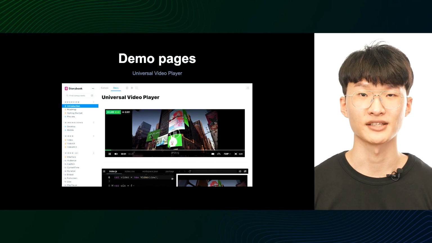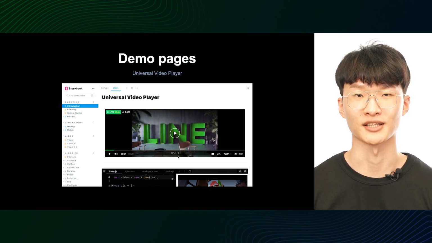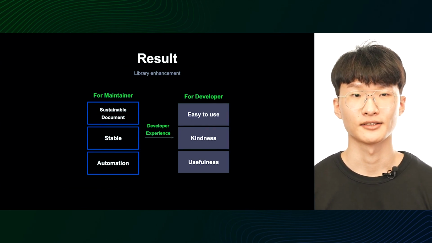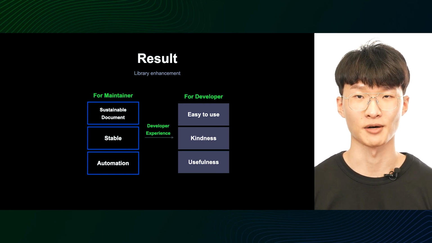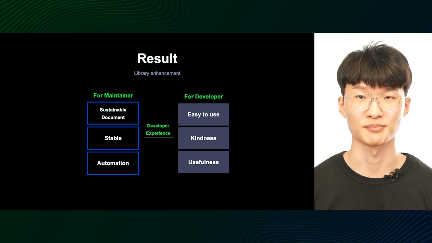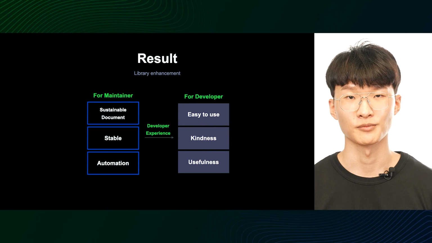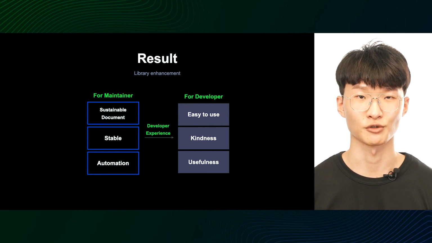This is how example pages for maintainers and developers can now be easily created for UVP. We provided a way for continuous documentation and a stable library development environment for the maintainers, and easy application and friendly example pages that can be easily created for the developers using UVP. Using TypeScript and Storybook in the development stage can result in additional benefits.